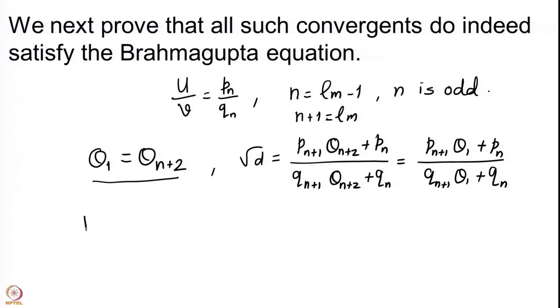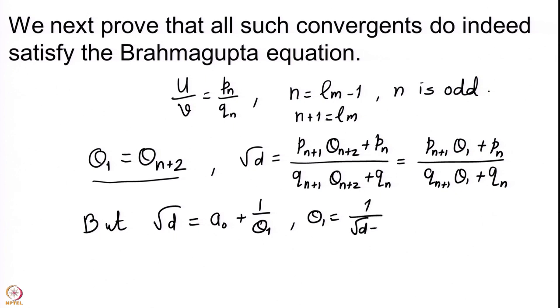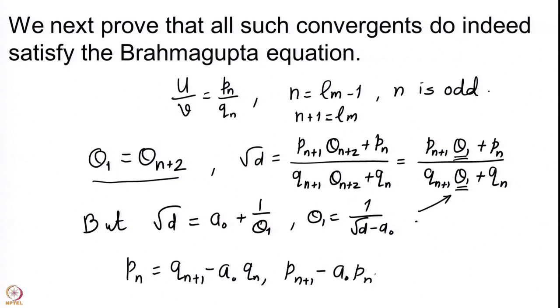But we have that root d is a naught plus 1 upon theta 1. So, theta 1 is 1 upon root d minus a naught. We put this formula in this equation for the theta 1s, we would get some equation for root d, and separating out we get finally that p n is q n plus 1 minus a naught q n, and p n plus 1 minus a naught p n is q n into d.